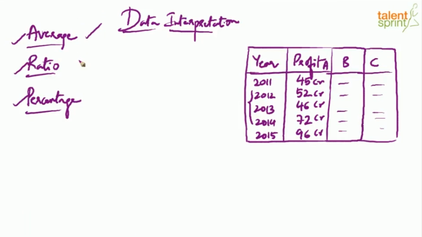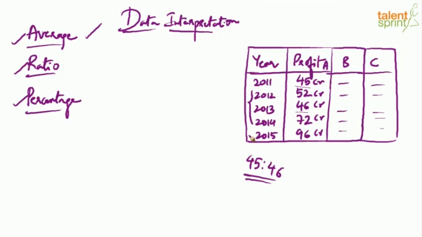Next is ratio. What is ratio? Comparison of two values in the simplest form, right? How do we compare two values? Using ratios. So ratio, in simple words, is a comparison of two similar values in its simplest form. So he can ask you to find out the ratio of the profit of company A in 2011 versus 2013. So the profit of 2011 is 45 crores, 2013 is 46 crores. Ratio would be 45:46.